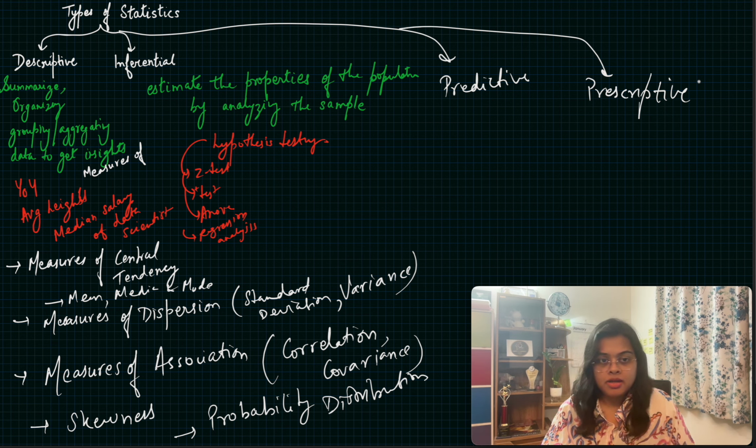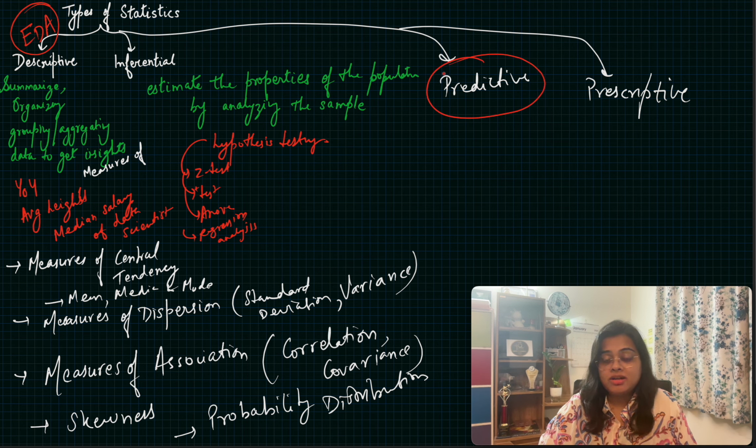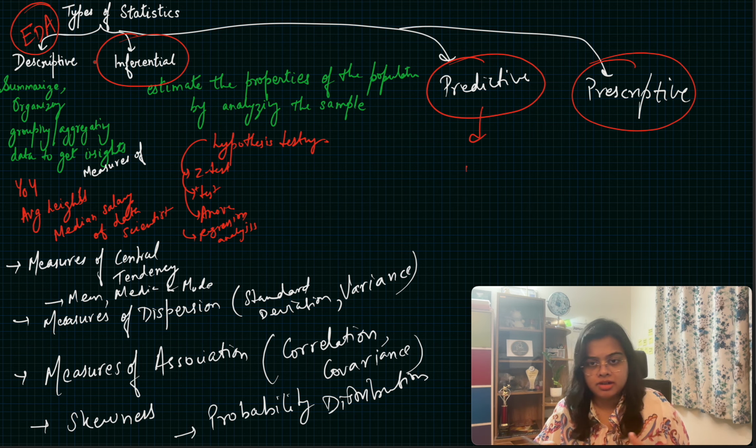Now, descriptive statistics generally evolves into what is called EDA, or exploratory data analysis, and machine learning. Predictive statistics or analytics evolves into predictive insights, predictive machine learning, and predictive modeling. Prescriptive statistics evolves into optimization problems, and inferential statistics is basically your hypothesis testing in machine learning and things like that. So this is the landscape, an overview of the types of statistics.